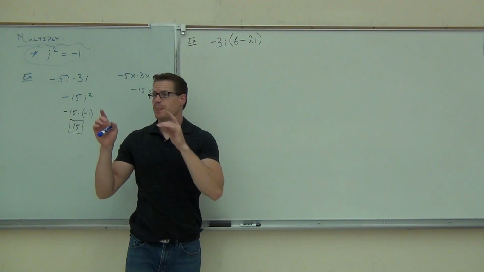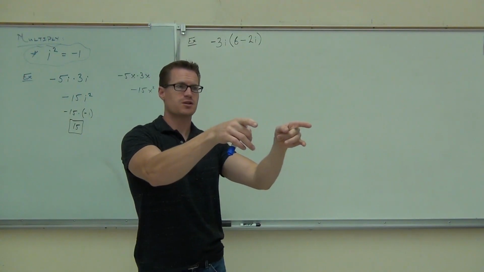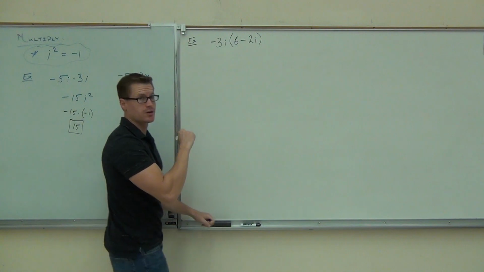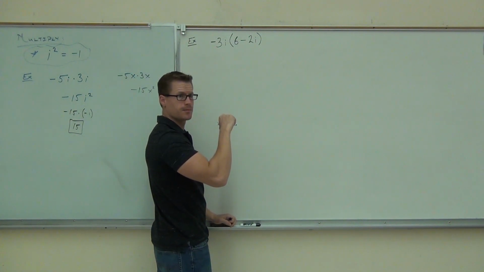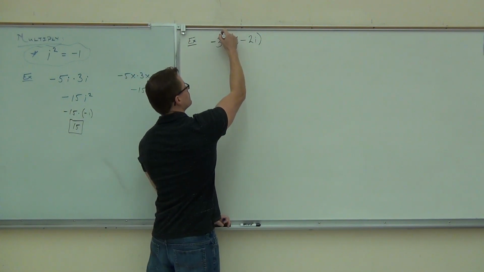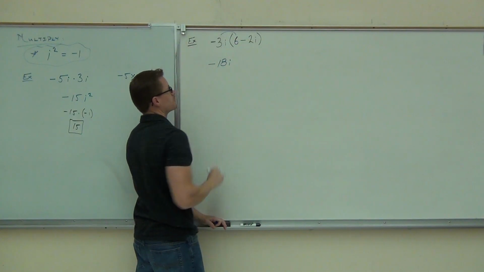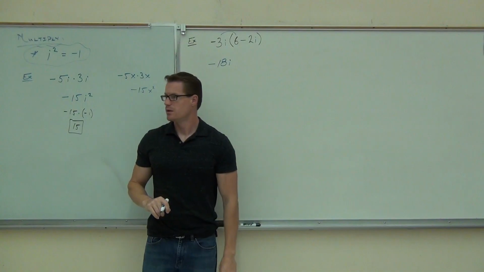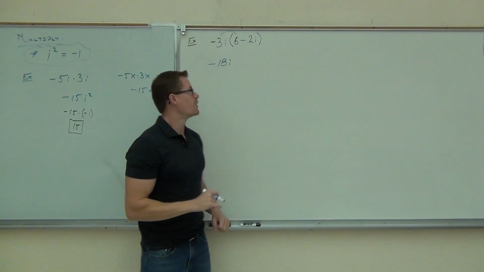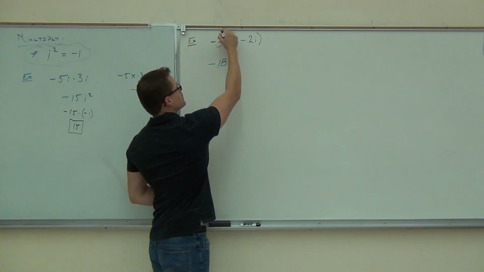So, can you tell me? Let's go left side of the room. Left side of the room, what's the first thing I'm going to get out here, please? Good. Perfect. Negative 18i. Do you see where that's coming from? Just like as if that'd be a variable. And we're also going to multiply this in here.